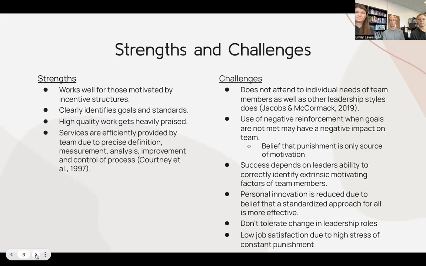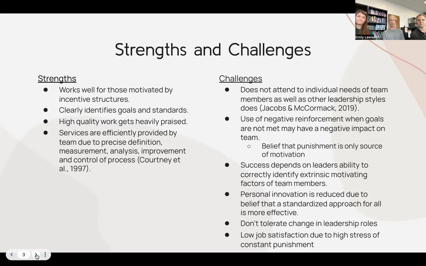Along with each person being motivated differently, personal innovation is also decreased, as this model mainly follows a standard scripted approach, which is not the most individually tailored, but rather is the most effective. The transactional leadership style does not normally have change in the leadership role, and this will often lead to low job satisfaction, as the employee could feel undervalued and like they're in a high stress environment.